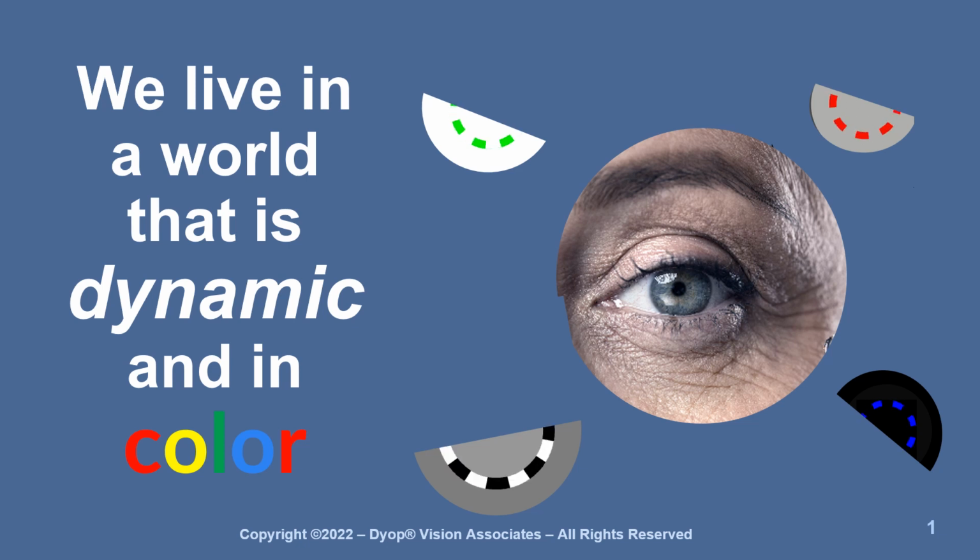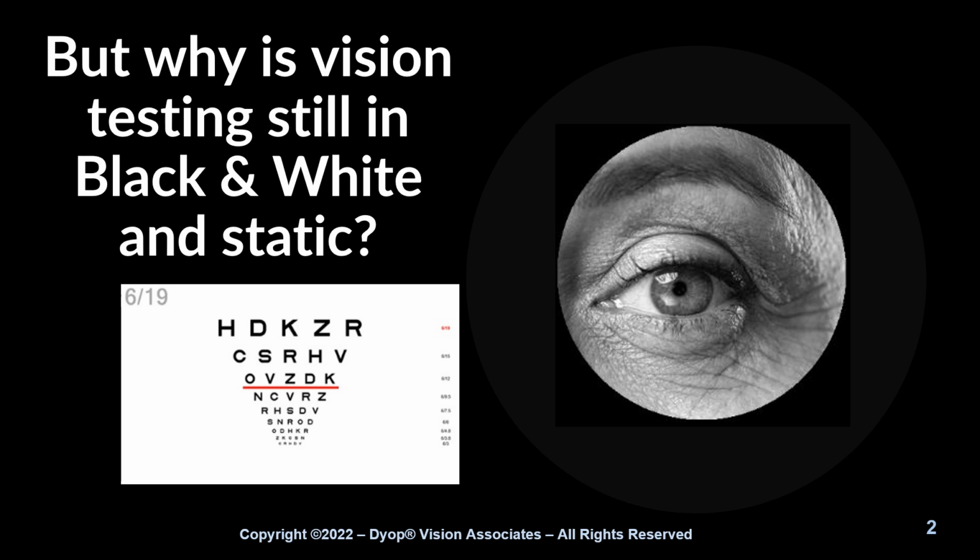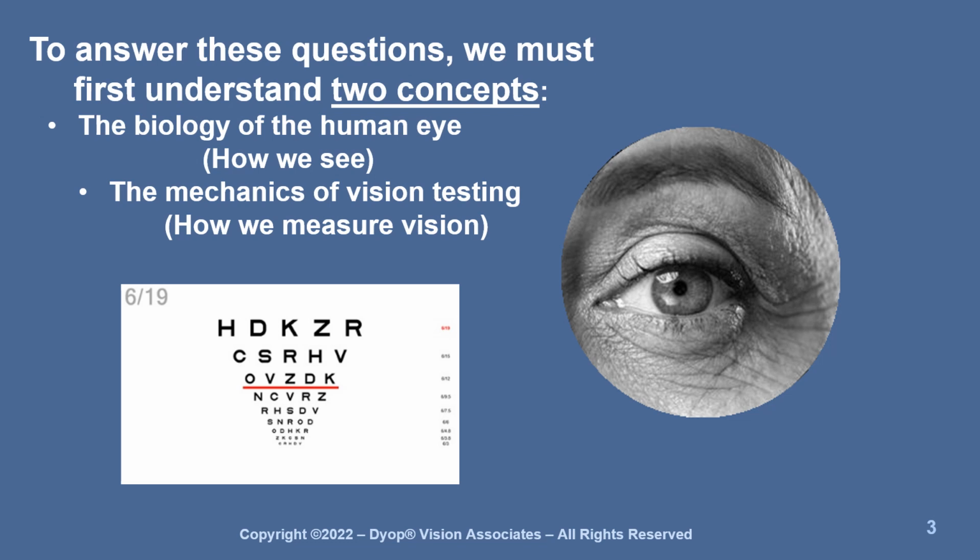We live in a world that is dynamic and in color. But why is vision testing still in black and white and static? To answer these questions, we must first understand two concepts: the biology of the human eye and the mechanics of vision testing.